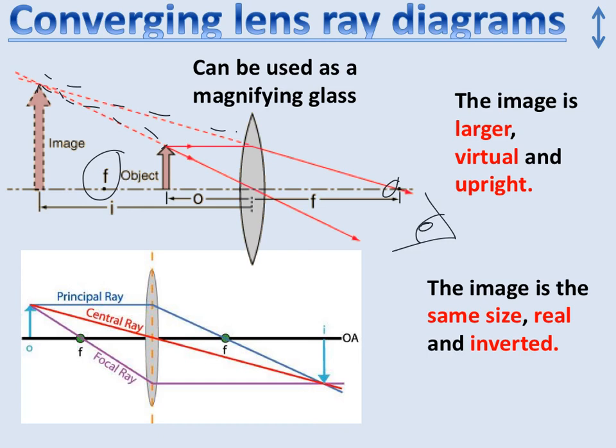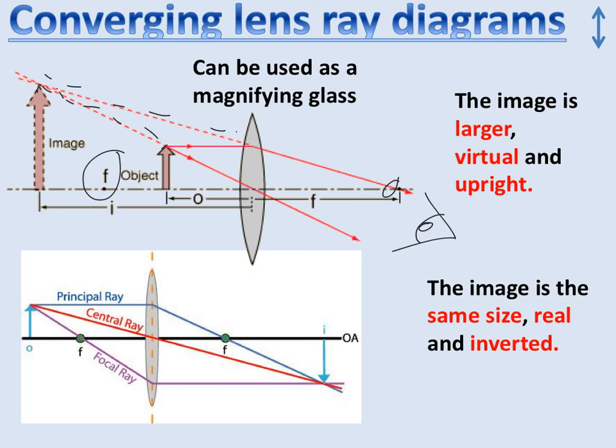The final example we're going to look at is for a converging lens when the object is actually further away than the focal point. So you can see that the focal point is now between the object and the lens itself. In this case, you do the same thing as before. You draw a central ray, which is straight through the centre of the lens. You can draw a principal ray, which is parallel, remember, to the principal axis, to the lens, and then goes through the focal point here.